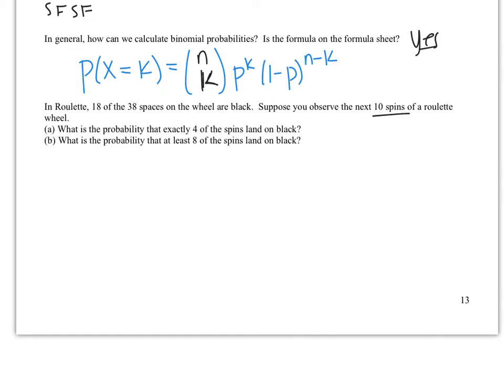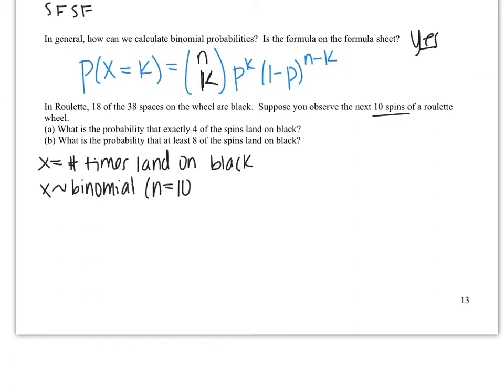So the first thing that we're going to do is we need to define a variable. So I'm going to use x. You need to tell me what x means in context. So x is going to be the number of times that we land on a black space. Okay, so then x is binomial. Our n in this case, so our number of spins, is 10. P, our probability of success, again, success in this case is spinning a black space, is 18 out of 38.